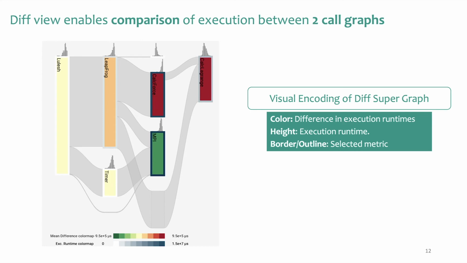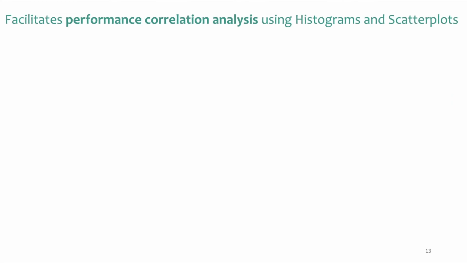To facilitate a further comparative analysis, we compute a diff supergraph that subtracts the mean runtime across the supernodes between the call graphs. The resulting diff view is visualized using a Sankey diagram and is colored using a green-red color map, where the hues of red color highlight the performance slowdown and the hues of green color highlight the performance speedup. CallFlow additionally provides two supporting views that enable performance correlation analysis.